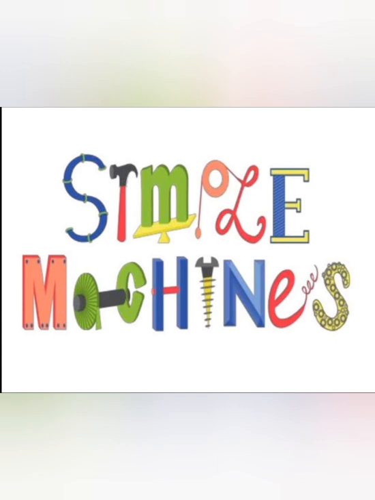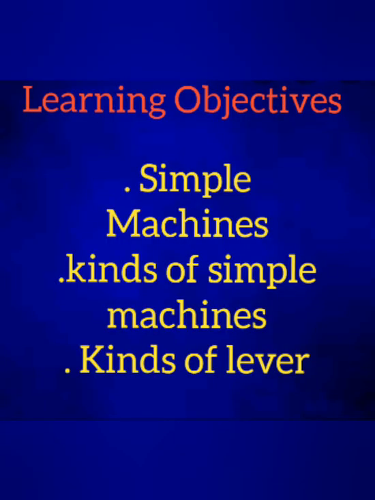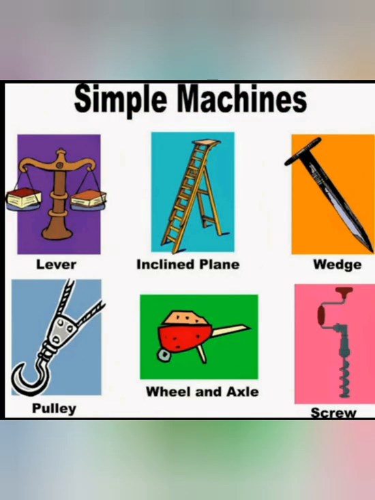So in today's class, we are going to learn about simple machines. How do simple machines work, and are they useful for humans in their day-to-day life? We are going to learn about different types of simple machines such as levers, inclined plane, pulley, wheel and axle, wedges, and screw, and how they are useful in our day-to-day life.